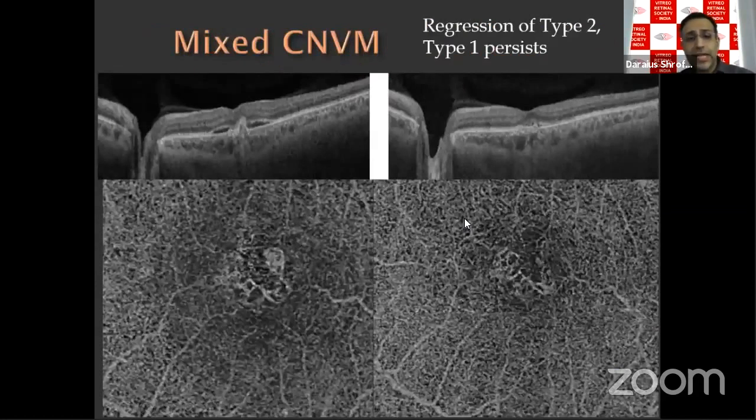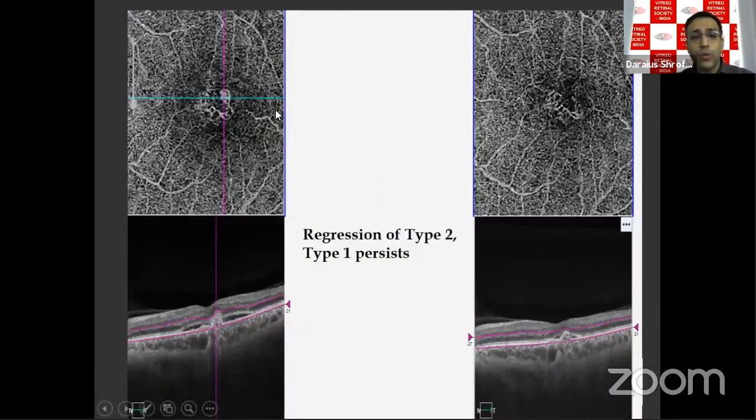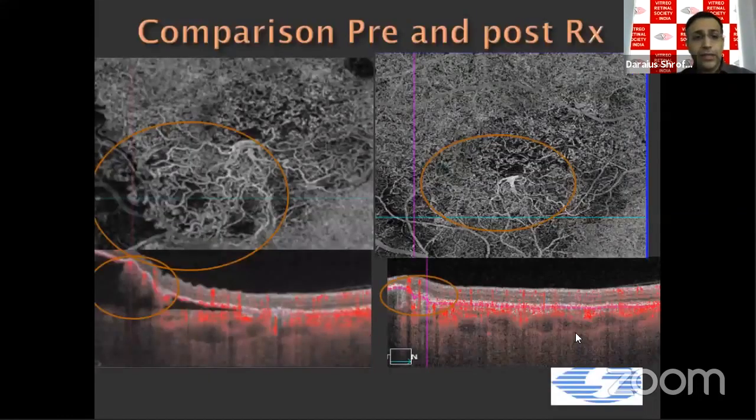This is an interesting case which had both a type 1 and a type 2 CNVM. And you can see the regression of the type 2, the one above, but the type 1 part below still persists underneath. So this is something we need to remember and not get disheartened by when we see this. This is one of those patients with the peripheral polyps, and you can see how beautifully it's depicted. And this is matched beautifully by the OCT B scan where the fluid has gone down post anti-VEGF therapy.